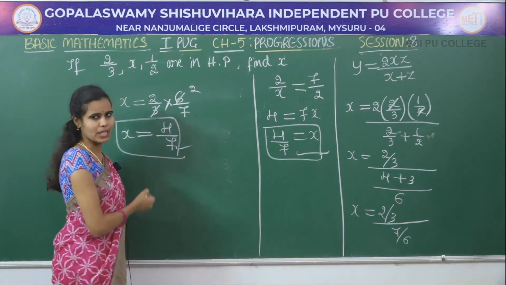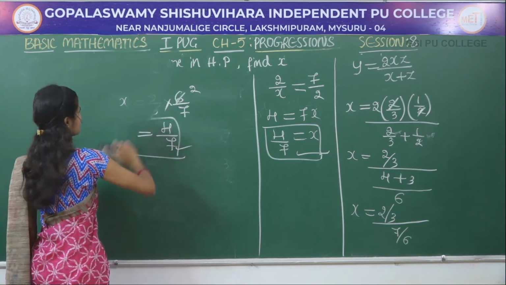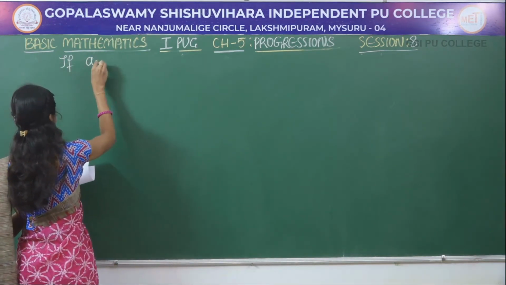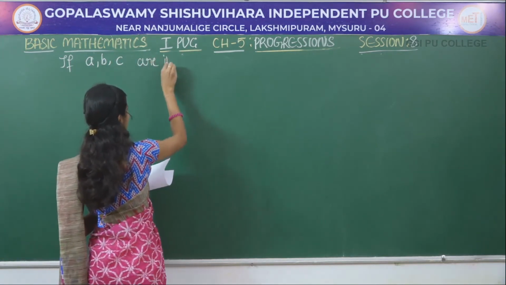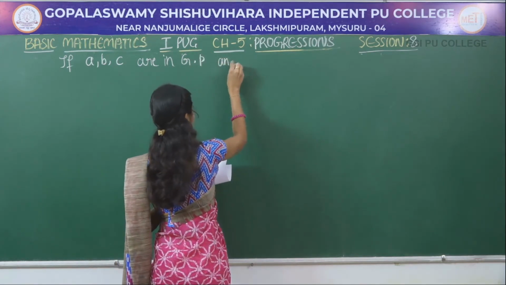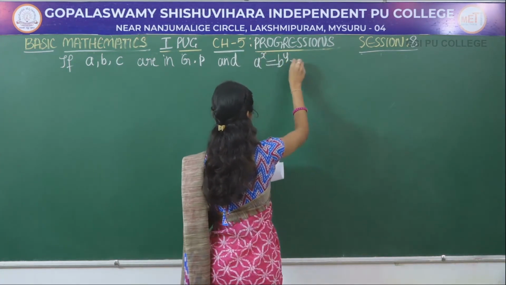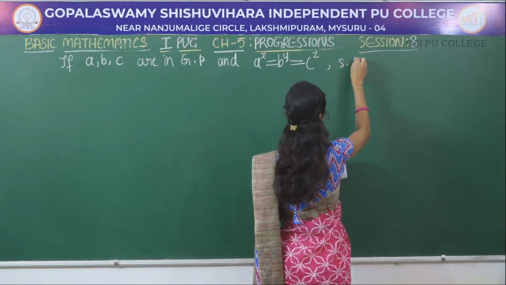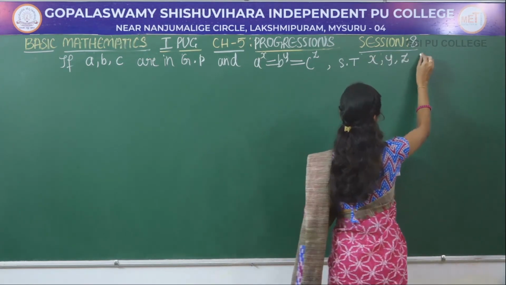Okay, here follow any one of the methods. Okay, so next problem. Next question. If a, b, c are in GP, and a to the power of x is equal to b to the power of y is equal to c to the power of z, show that x, y, z are in HP.